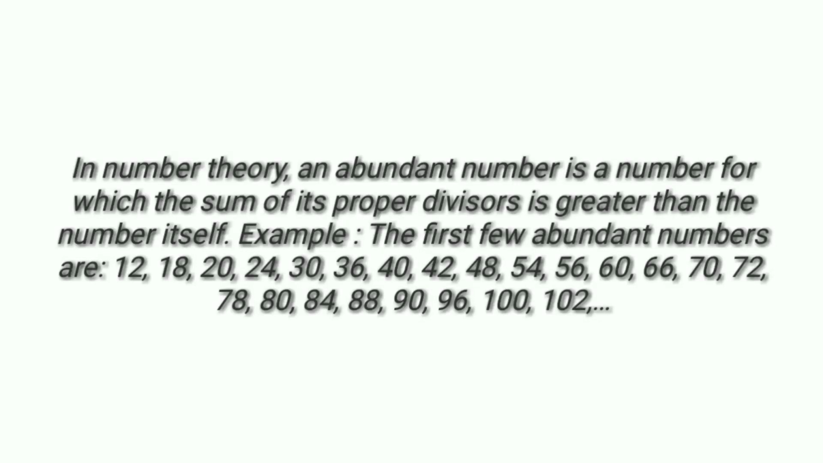What is an abundant number? An abundant number is one whose sum of its proper divisors is greater than the number itself. Divisor means the factors except the number itself. So these kinds of numbers, whose sum of the factors except the number is greater than the number, are known as abundant numbers.